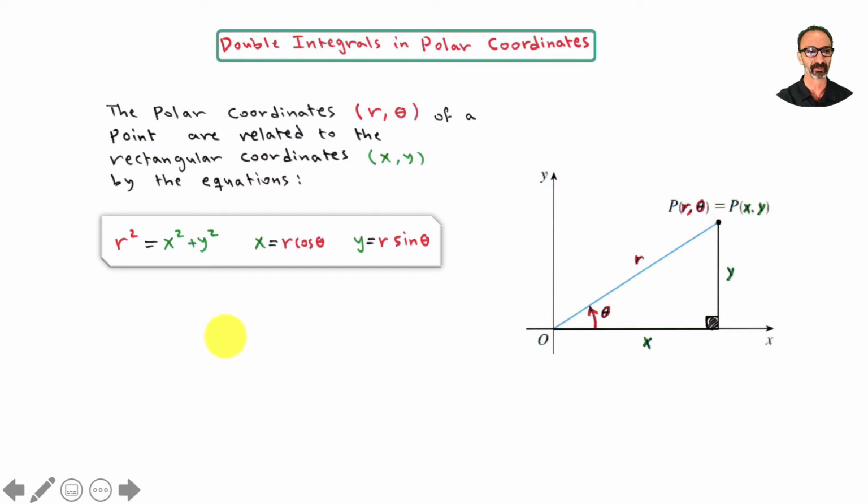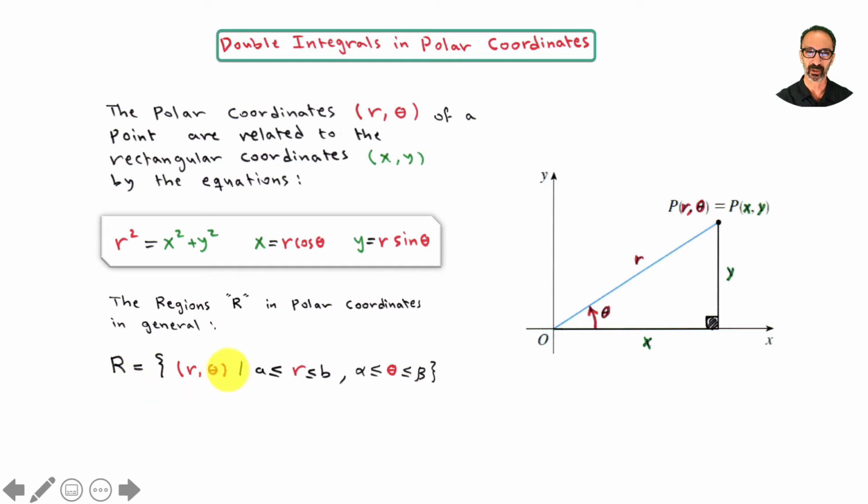But let's move on. The regions R in polar coordinates, in general, go this way: r, theta, not xy, where r varies from one length to another length. It doesn't have to always start from 0. And theta goes from an angle to another angle, alpha and beta. Here's an example to show you more about what I mean by this.